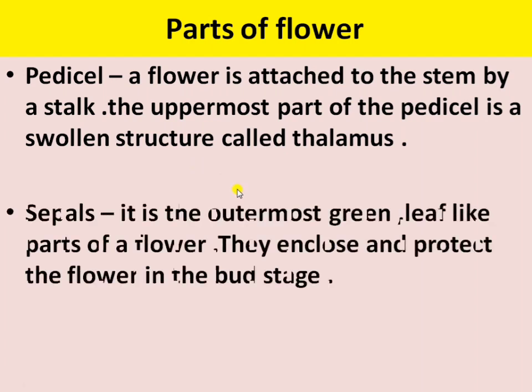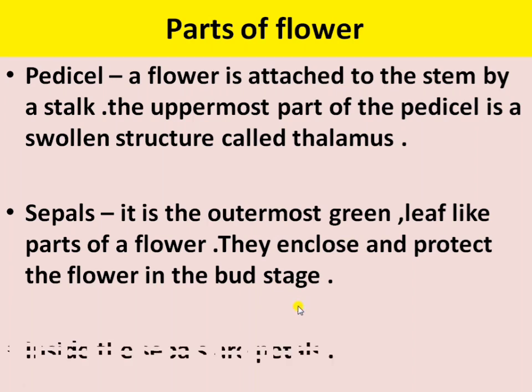Next one is sepals. Sepals are the outermost, green-colored, leaf-like part of the flower. They enclose and protect the flower in the early stage, or the bud stage. Next is petals. Inside the sepals there are petals. Petals are the colorful part of the flower.